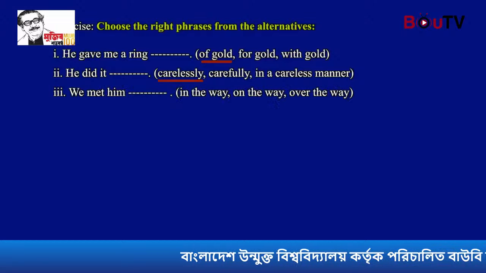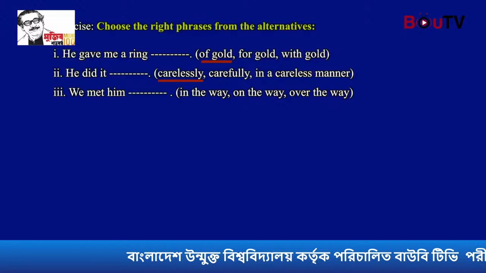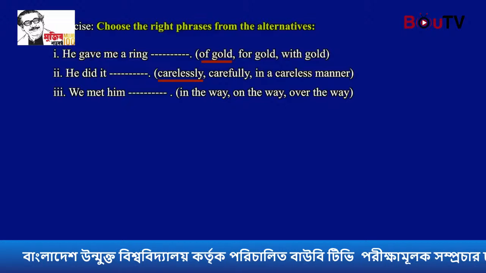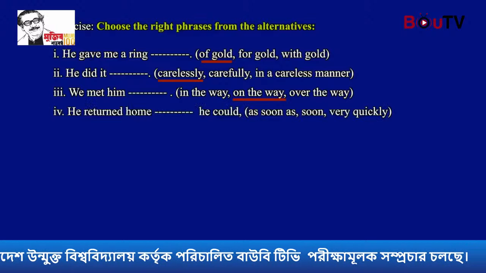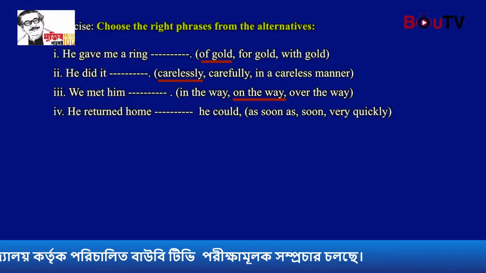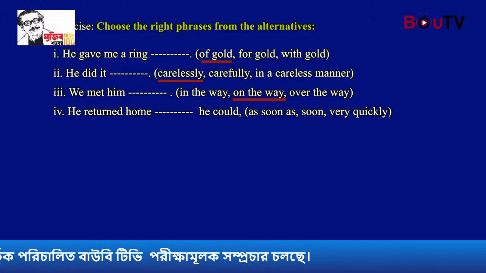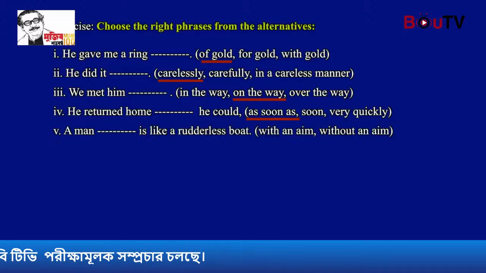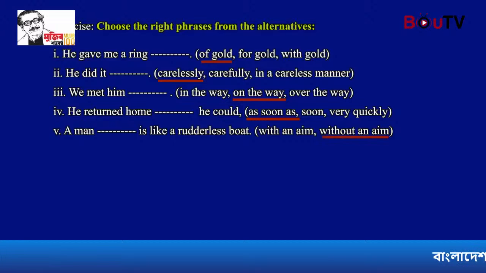Number 3, "We met him dash." The options are in the way, on the way, over the way. The answer will be on the way. Number 4, "He returned home dash he could." The options are as soon as, soon, very quickly. The answer will be as soon as. Number 5, "A man dash is like a rudderless boat." The options are with an aim, without an aim. The answer will be without an aim.